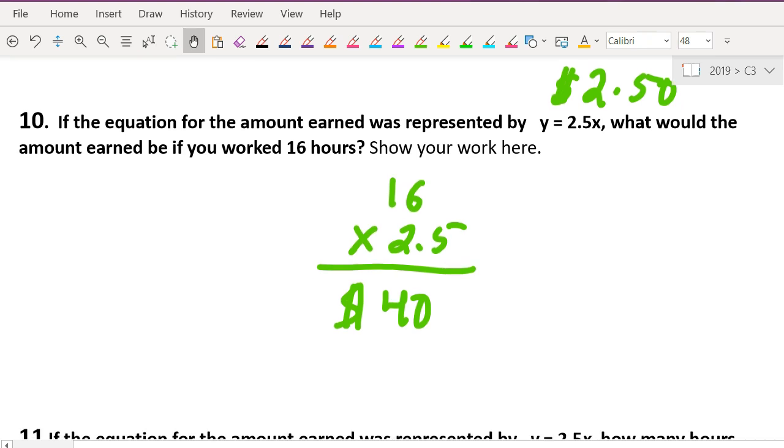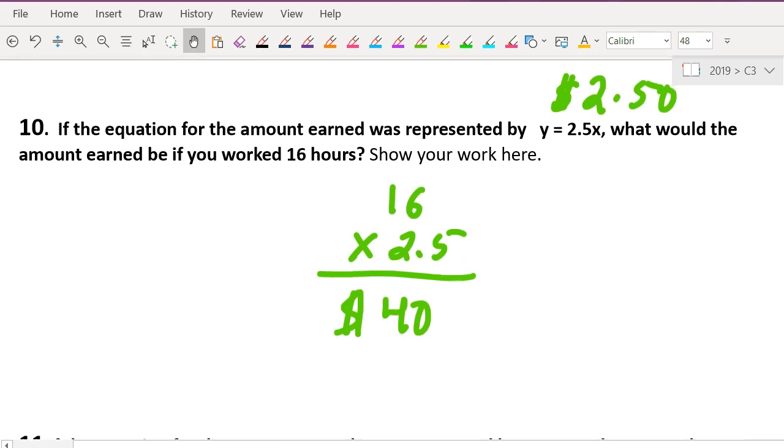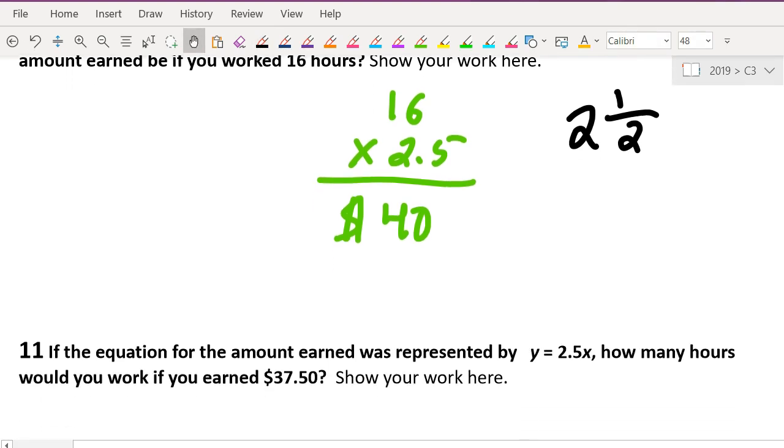Yeah, 2 times 16 is 32. And then I took half of it as well, which is 8, and I added that to 32. So I did them separately. You guys can do it if you really want to, but the point is, if it's 2 1/2, you can do the 2 separately and the half separately and add them together. Like magic. Then add the money.